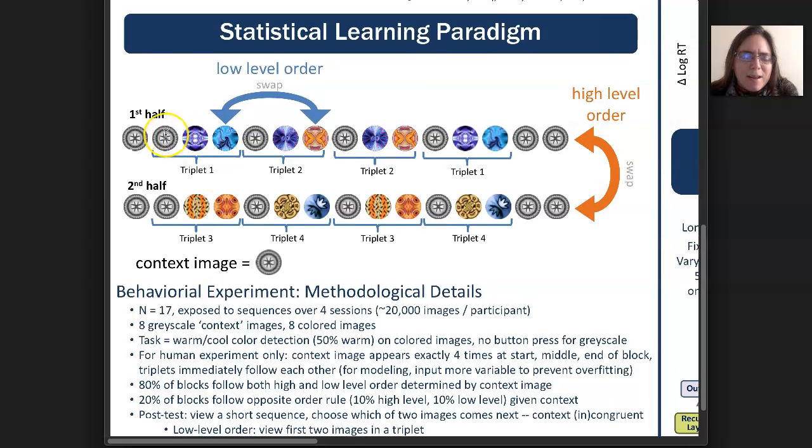Depending on what the context image is, it'll be in one of 2 different orders. So there are 2 different order conditions. You have to learn the mapping specific to each context image.